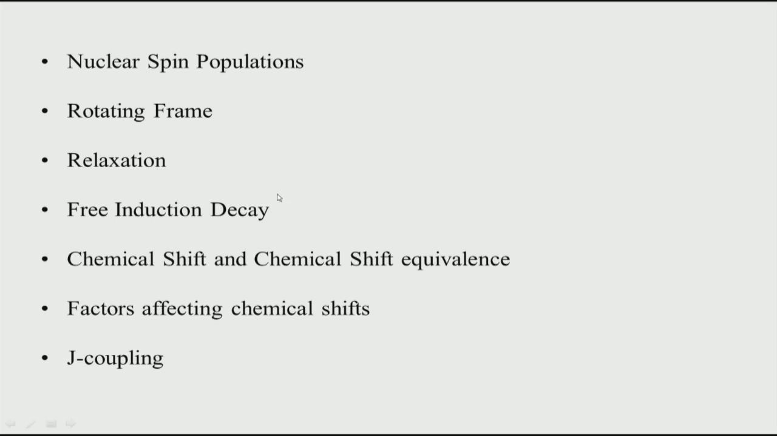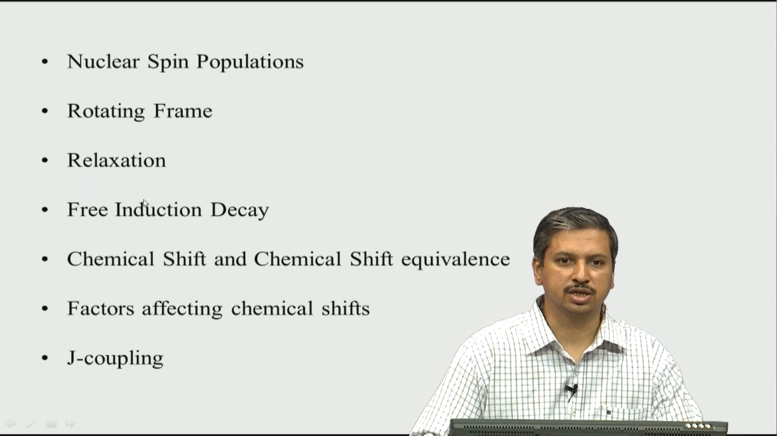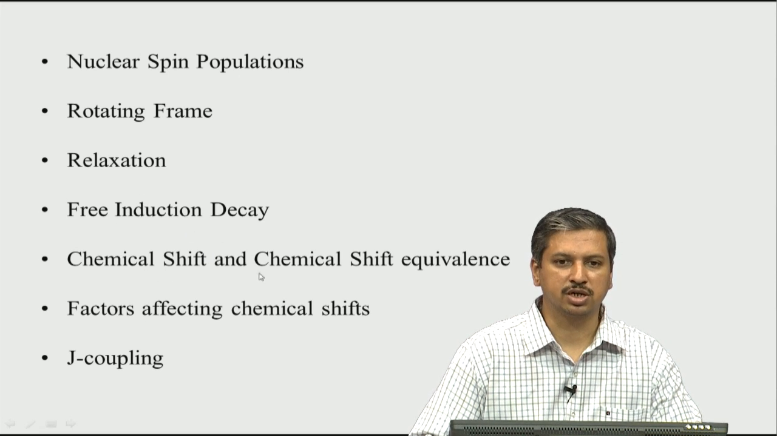This is what is shown here. We have seen the following different aspects. We have looked at nuclear spin populations, the rotating frame, relaxation, free induction decay, and we looked at what chemical shift is, what chemical shift equivalence is, what the different factors are which affect chemical shifts, and J coupling. What we will do now is go through each of these and quickly see what these concepts are, so that we will not be relooking at them again as we move on further.